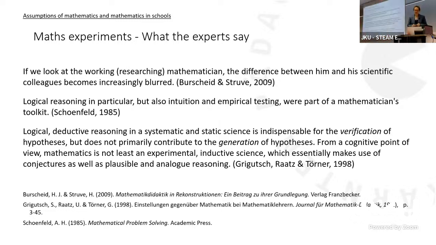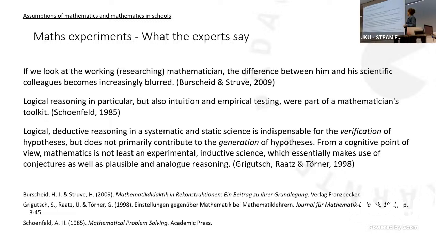And we can look at what Grigorich, Ratz, and Turner said. They worked on beliefs of mathematics, and they said logical deductive reasoning in a systematic and static science is indispensable for the verification of hypotheses, but does not primarily contribute to the generation of hypotheses. From a cognitive point of view, mathematics is not less than an experimental inductive science, which essentially makes use of conjectures as well as plausible and analog reasoning.